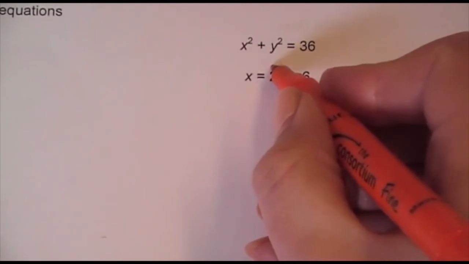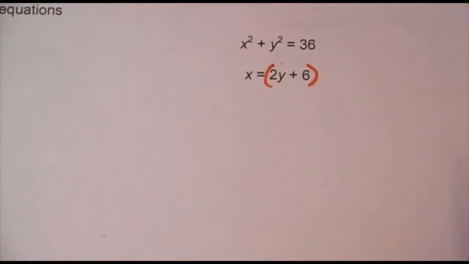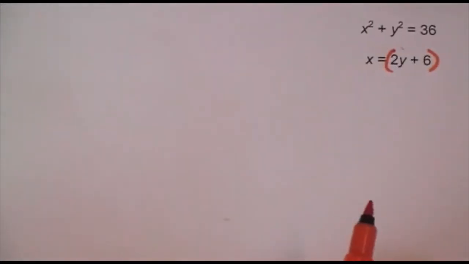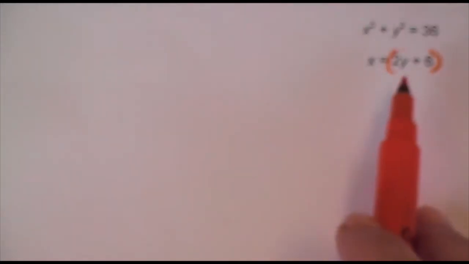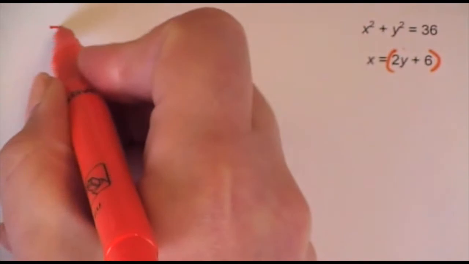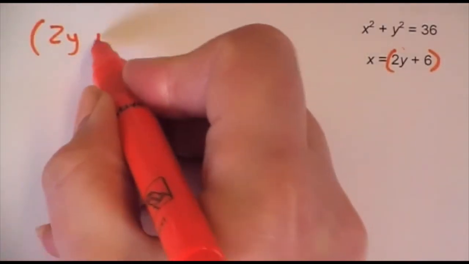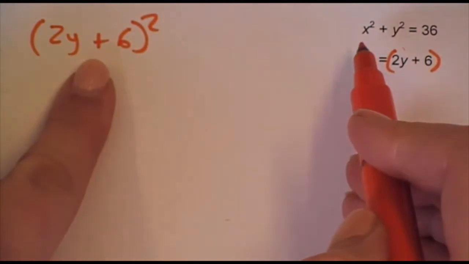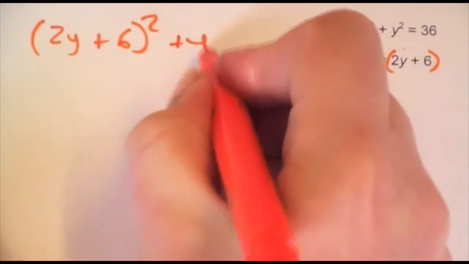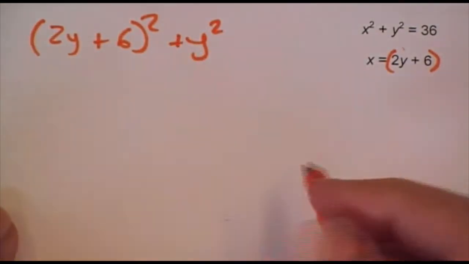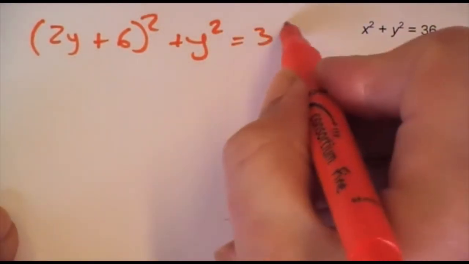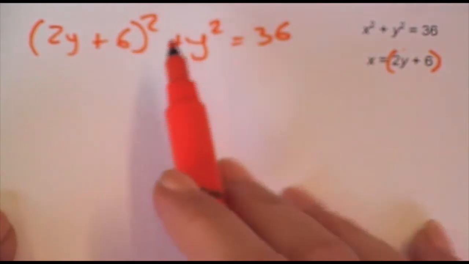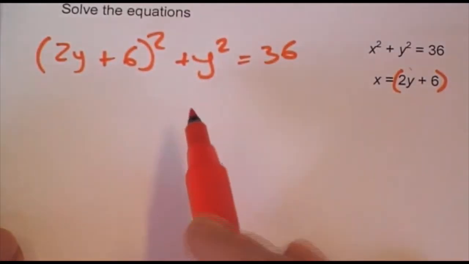So as I said just now, I'm going to take that to be x. So I'm going to rewrite my quadratic out, but instead of having an x there, I'm going to put my expression in. So 2y plus 6 squared, so that's there instead of my x, plus y squared, which was already there, equals 36. So you can see there's no x's now, only y's. That means I'm able to solve this.